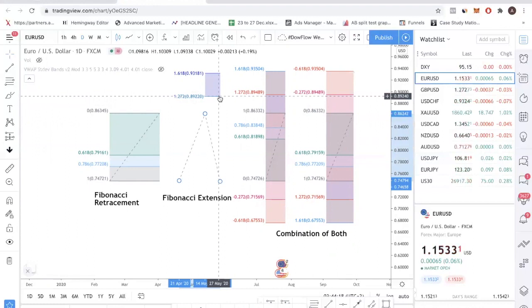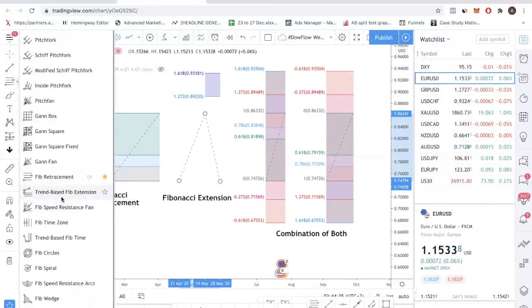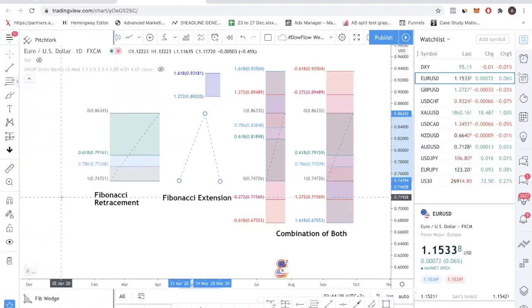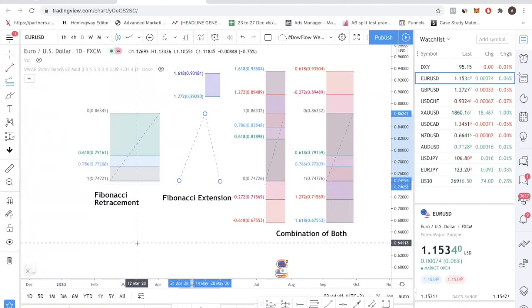Okay, but as I mentioned earlier on, I'm going to show you how to integrate the two. How to integrate both Fibonacci retracement and Fibonacci extension so that you find the best probability setups. So how do you draw these two? It's the same thing. Just click over here and you can see something called trend-based Fib extension. Click on it and you'll be given this tool.